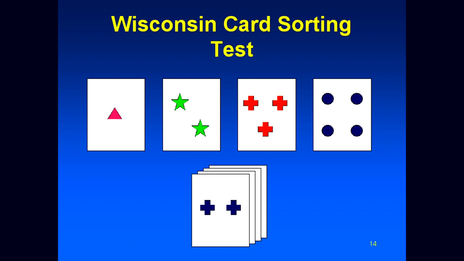So if they put it on card number two, let's say, well, that means it's not number. And so we'll go to the next two, shape or color. So essentially what you have to do is use that feedback to plan future behavior and then keep hypothesis testing.